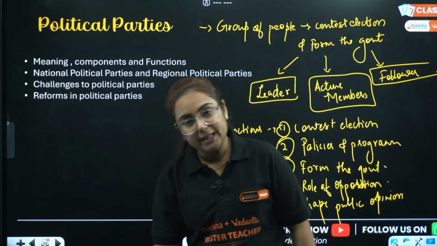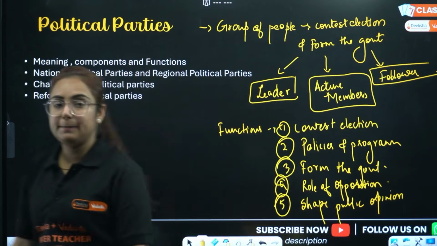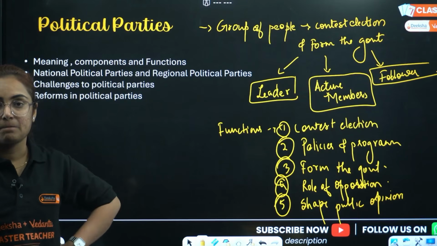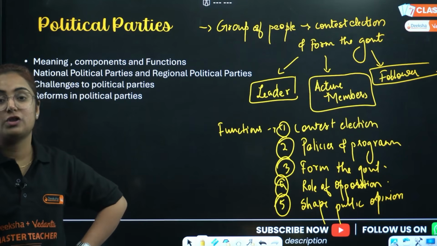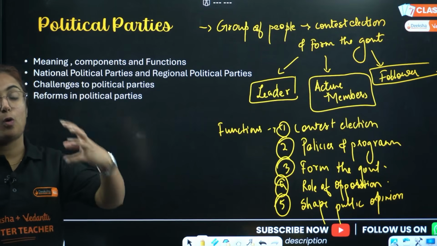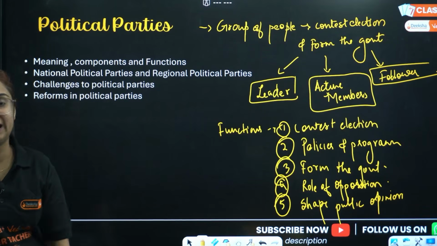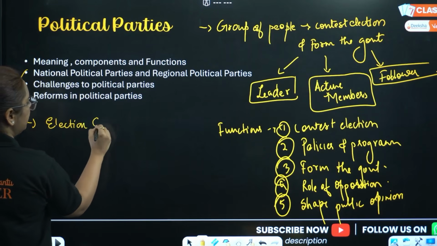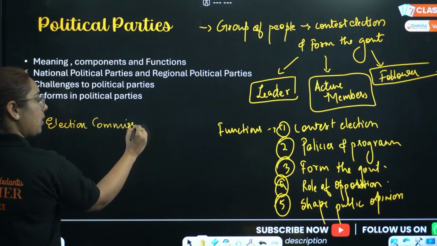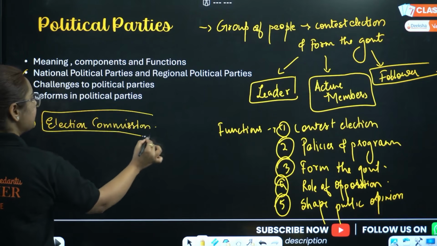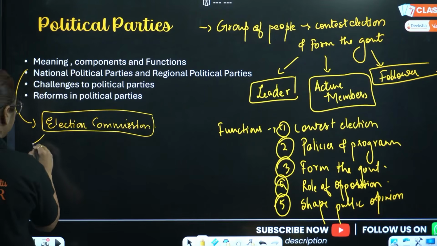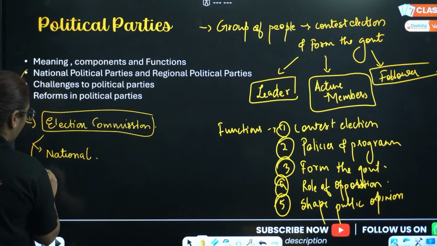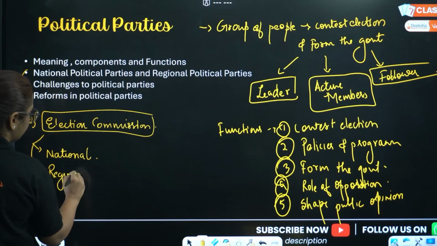After functions, what we need to see? So there are so many political parties in India, right? More than 500 political parties. So there might be a certain body who looks at the functioning of these political parties. Yes, that is Election Commission of India, who recognizes a political party. And after seeing their work, it is recognized as a national political party or a regional or state political party.